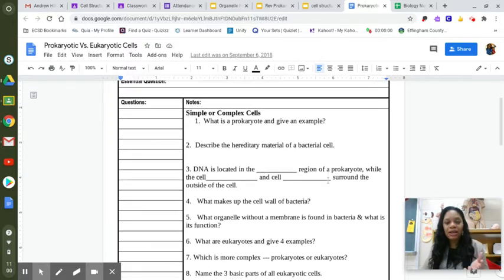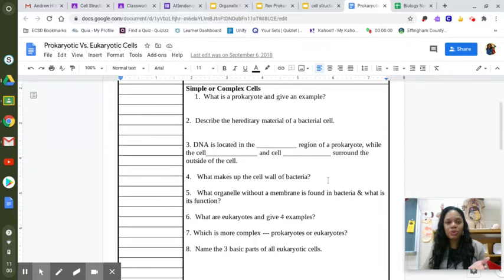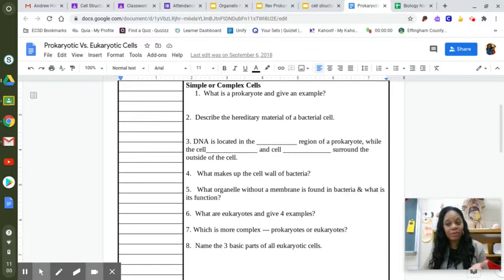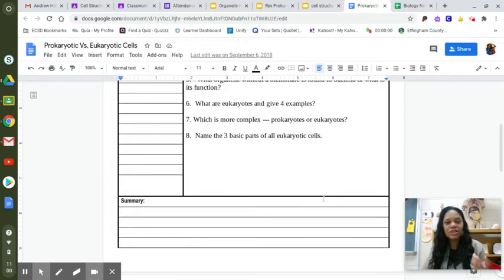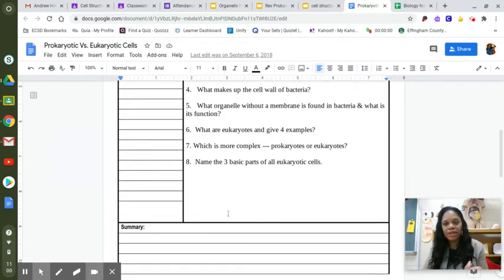And remember that prokaryotic cells will have some organelles. For example, they will have ribosomes, but they will be naked ribosomes, meaning that they're not going to have a covering around them, a membrane that is going to protect them. They're just going to be naked organelles floating around the cytoplasm. These are what your notes are going to look like, and I'm going to give you a summary that I would like you to write down.